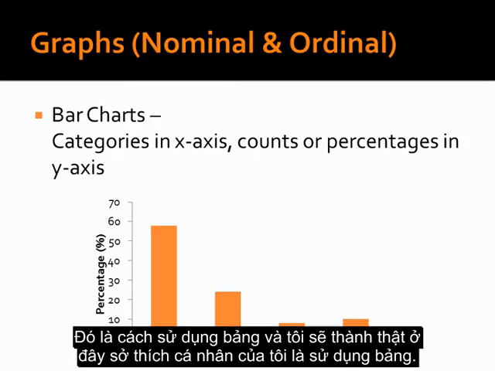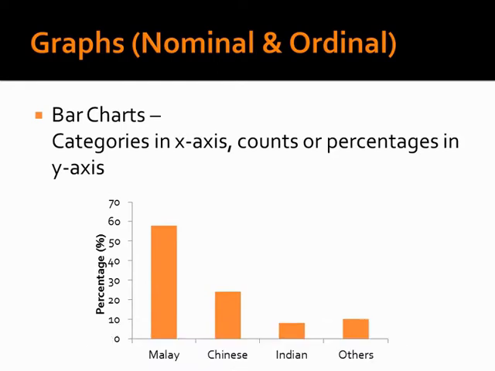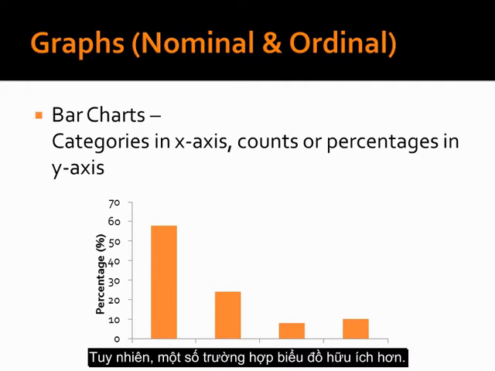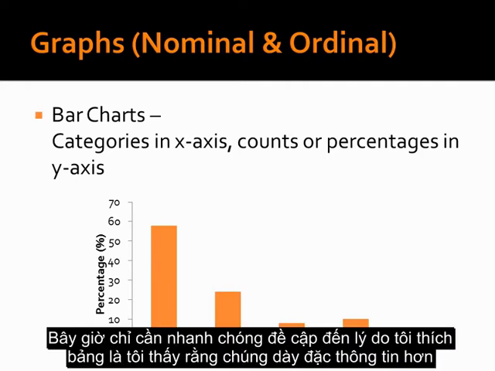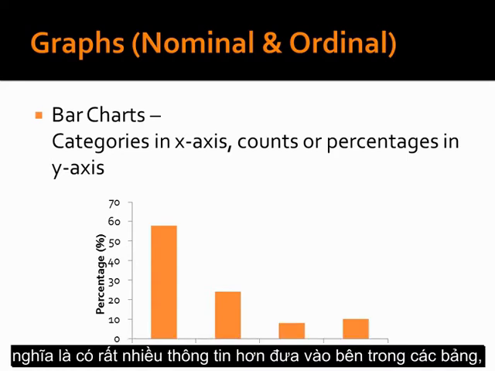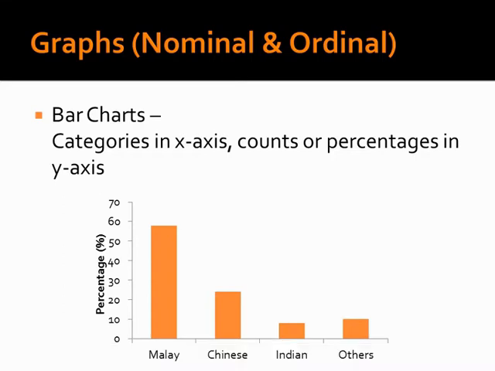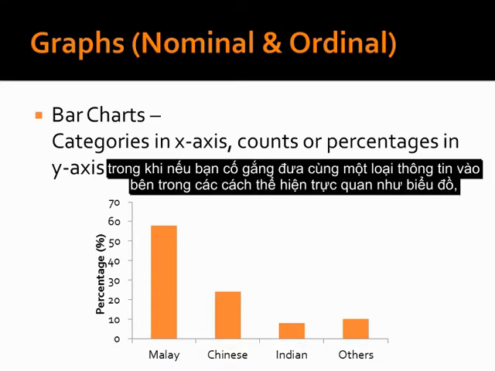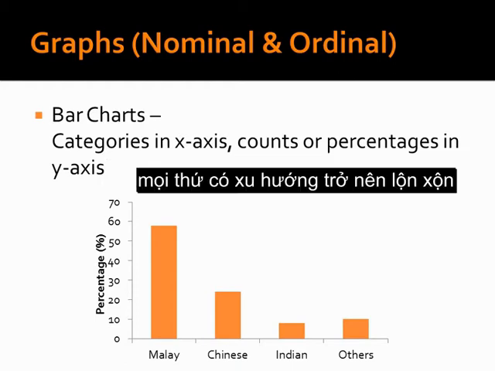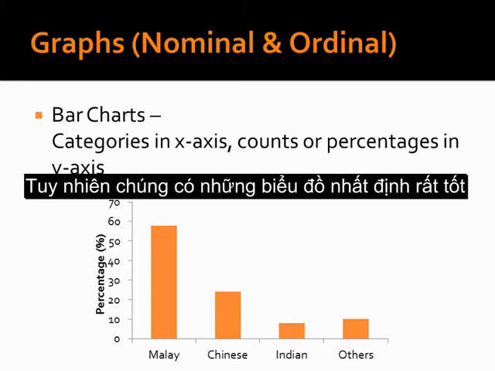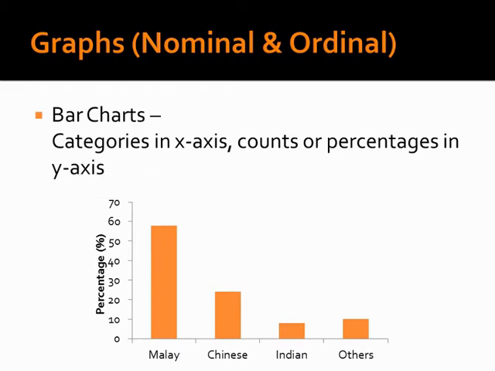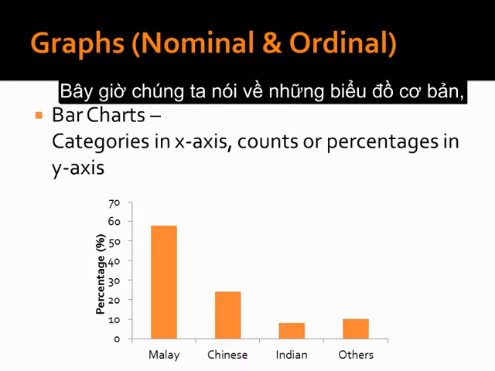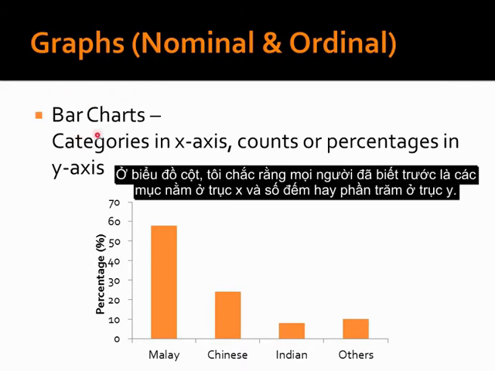Now, that was by using tables, and I'll be honest here, my personal preference is to use tables. However, in some cases, graphs are more useful. The reason I prefer tables is I find that they are more information dense, meaning there's a lot more information you can put inside tables, whereas if you try to put the same information inside visual displays like graphs, things can tend to get a bit cluttered. However, there are certain graphs which are very good, and we'll talk about them later. For now, we talk about the basic ones. The bar charts. I'm sure everyone has seen this before.